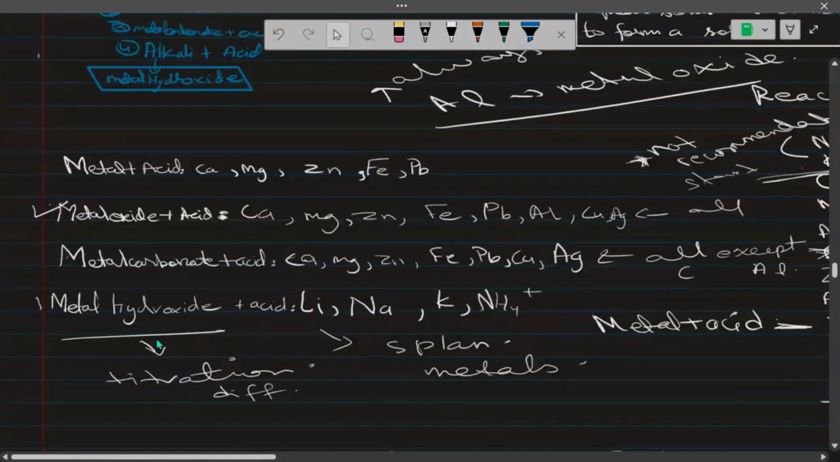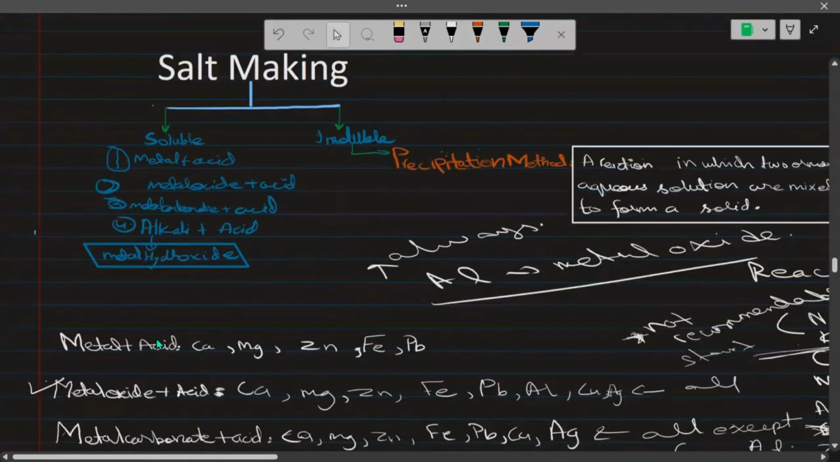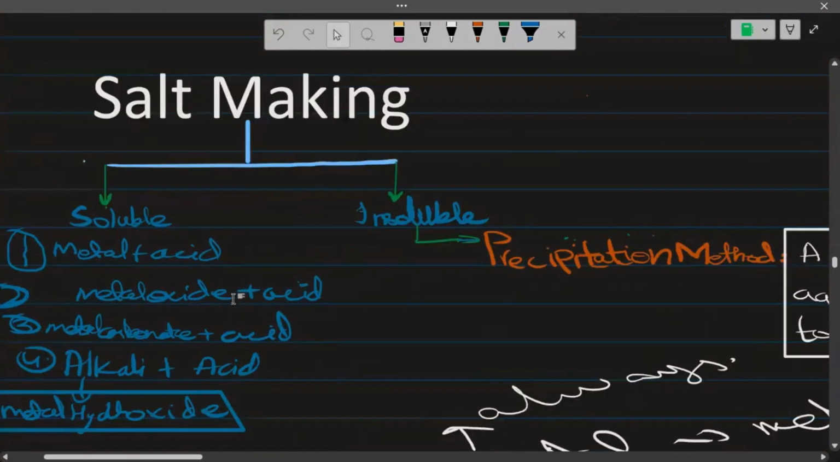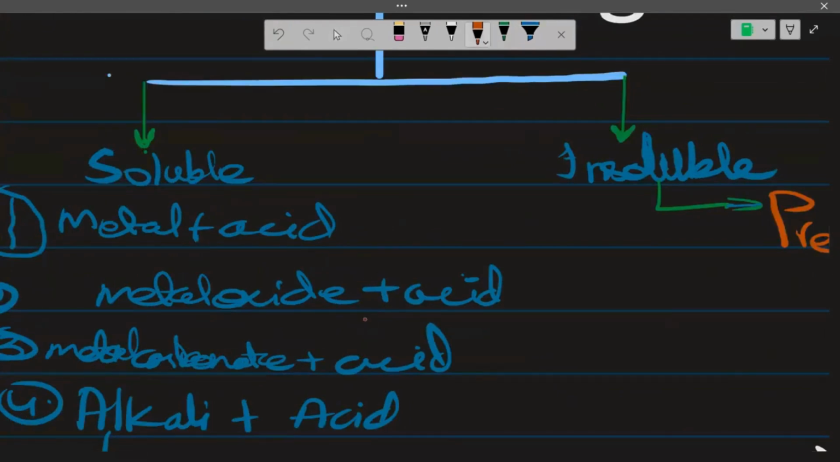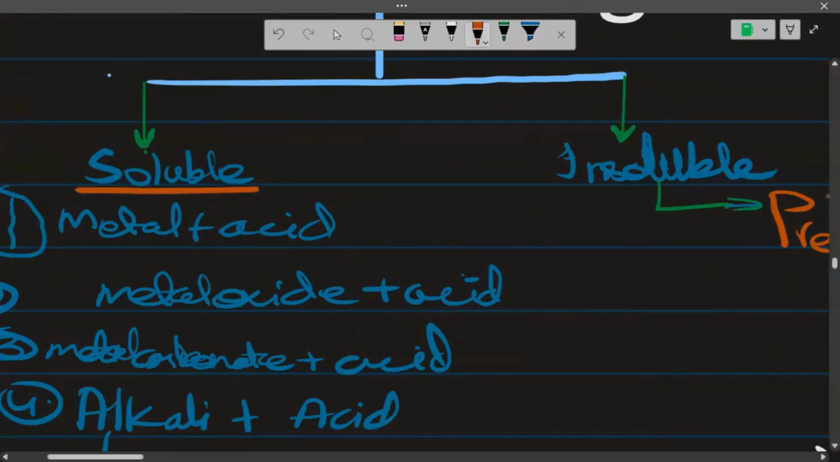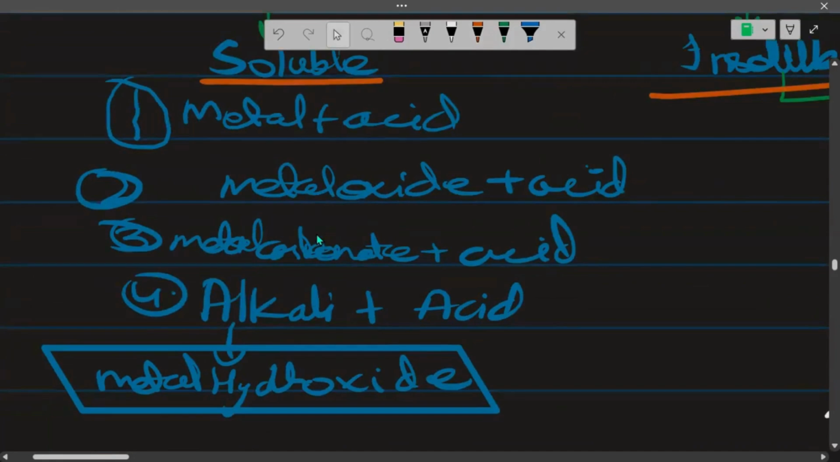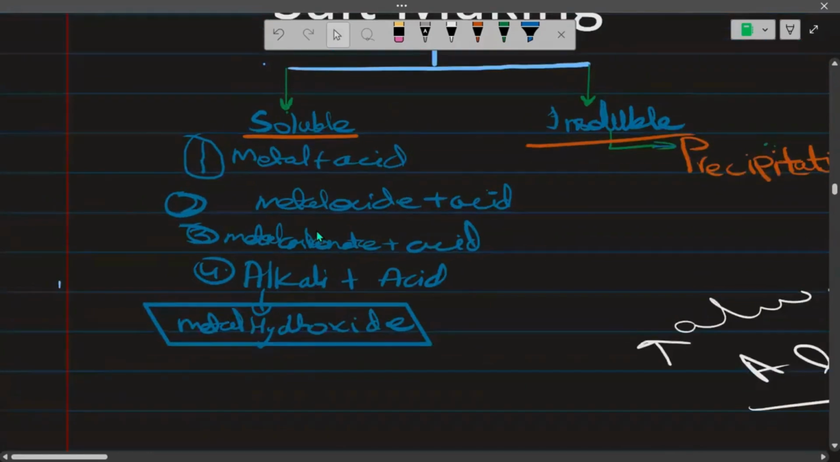So now let's come to salt making. Basically, there are two types of salt. One is soluble and one is insoluble. For making a soluble salt, there are four processes or four methods.